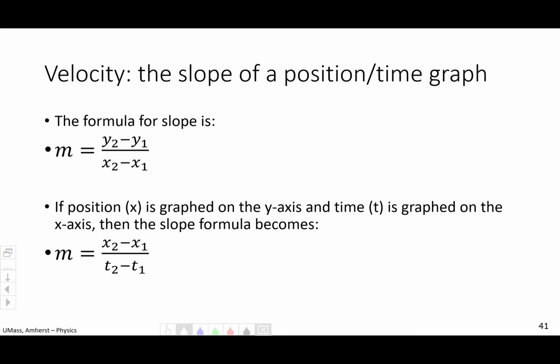First of all, velocity is the slope of a position versus time graph. If you have a graph that tells you where an object is per unit time, the slope of that graph will indicate the velocity at that time. The standard slope formula is m equals y2 minus y1 over x2 minus x1. If we put position, which we call x, on the y-axis and time t on the x-axis, then the slope formula becomes m equals x2 minus x1 over t2 minus t1.